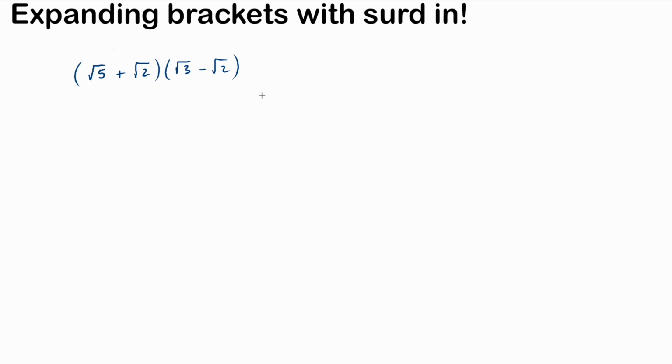Right, let's look at this expanding brackets with actual surds in. We do the same thing. We multiply out the first in each bracket. So root 5 times root 3 is just root 15, because 3 times 5 is 15. We now look at the outsides. So you've got a positive times a negative, which is a negative. Root 5 times root 2, well, 5 times 2 is 10, is just root 10.